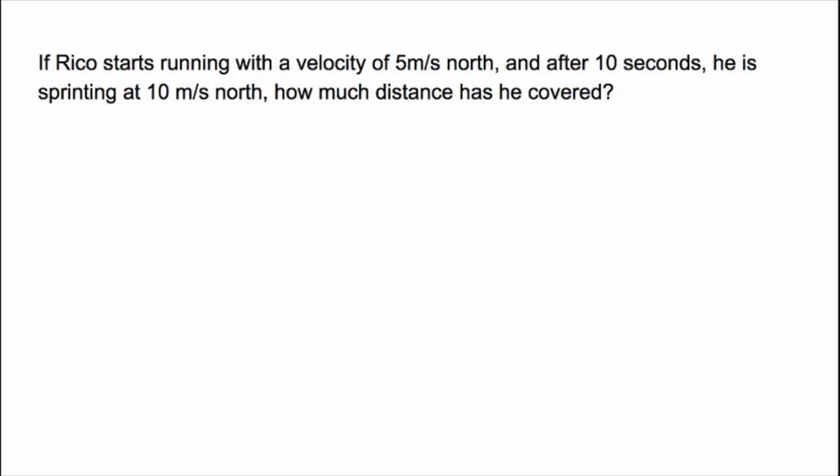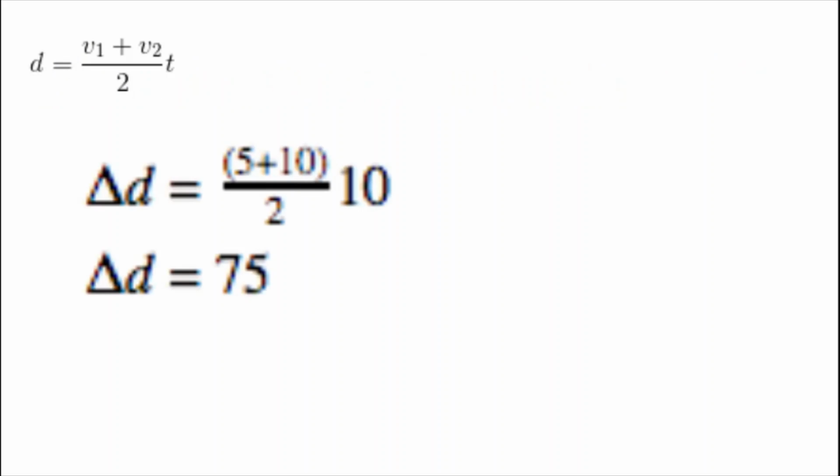Okay, so we're going to do some practice problems to demonstrate how these equations work. So, if Rico starts running with a velocity of 5 meters per second north, and after 10 seconds he is sprinting at 10 meters per second north, how much distance has he covered?